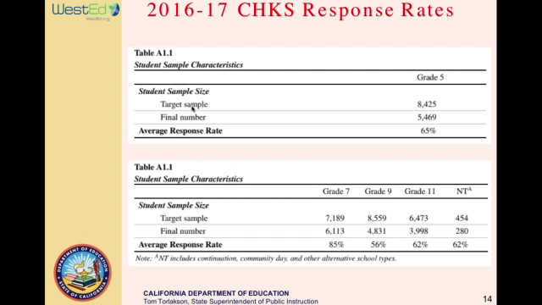And so the sample size, the target, was 8,425. About 5,500 students actually did it. And so we're looking at a 65% average response rate. And then if we look at the rates by the other grade levels, in 7th grade, the participation rate was 85%, 9th grade, 56%, 11th grade, 62%.